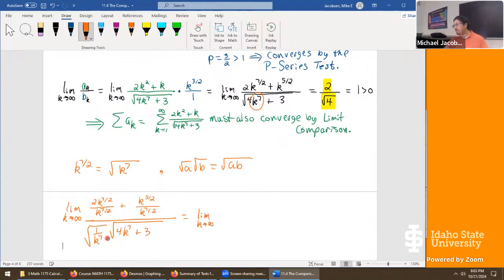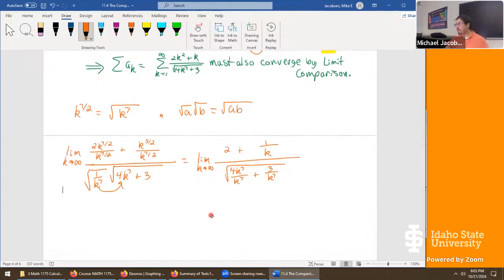limit as K goes to infinity. On this one, we just get a 2. So that's kind of nice. Plus, here we get 1 over K to the power 2 halves. So it's just a 1 over K. Now this distributes inside, and so it becomes square root 4K power 7 divided by K power 7 plus 3 divided by K to the power 7 altogether.